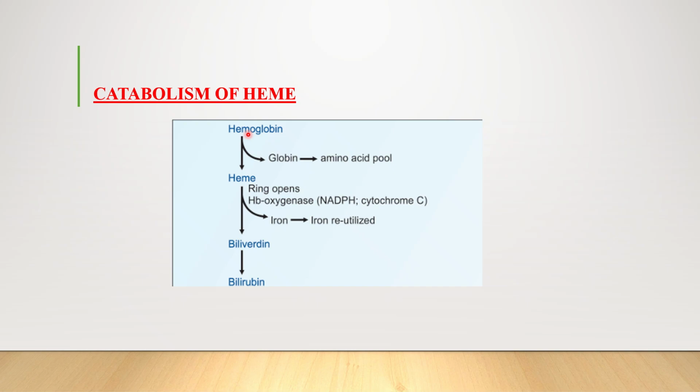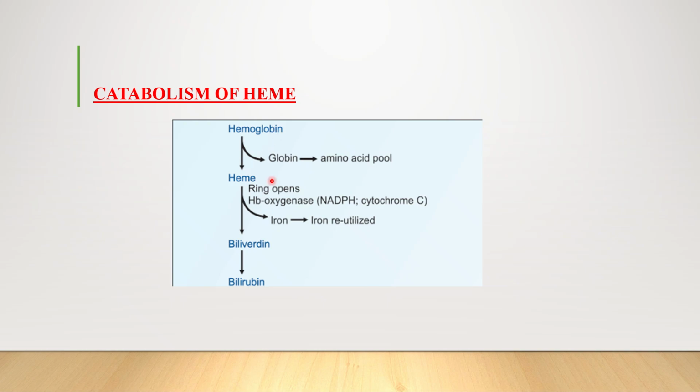We all know that the lifespan of RBC is 120 days. Now, what happens to the RBC after 120 days? These RBCs are taken up by the reticuloendothelial system, mainly in the spleen, and the breakdown takes place. Now, when RBC undergoes breakdown, hemoglobin is released, and then the catabolism of hemoglobin will take place.